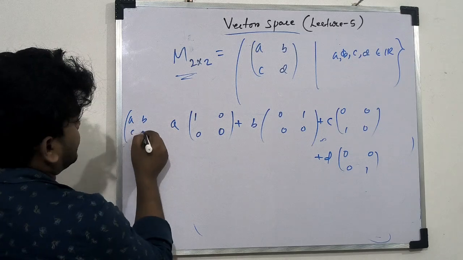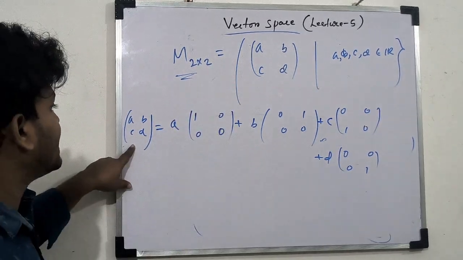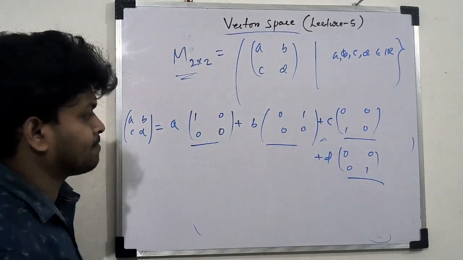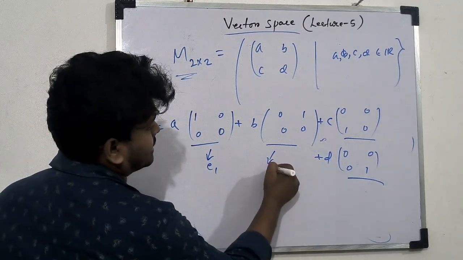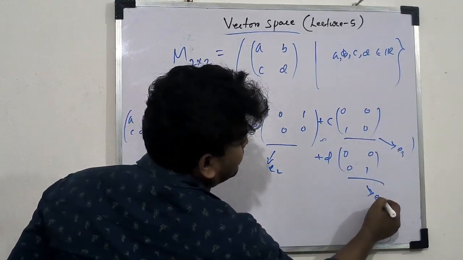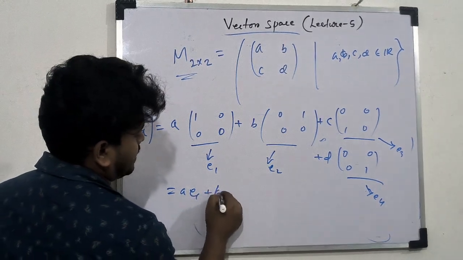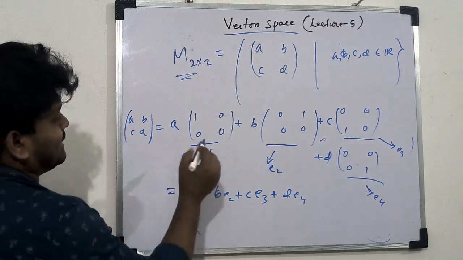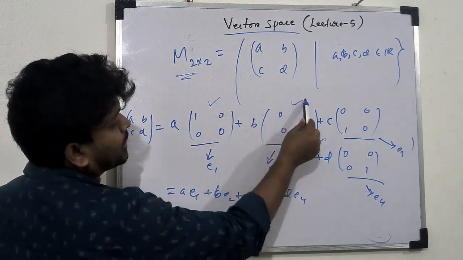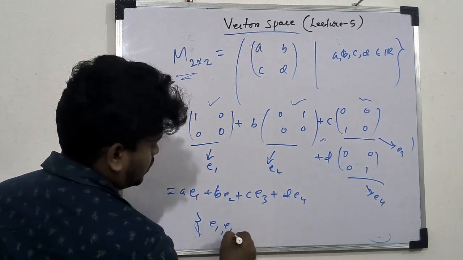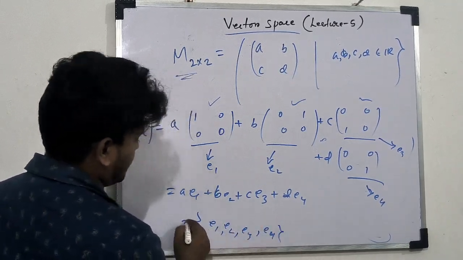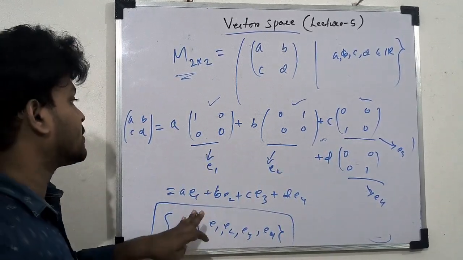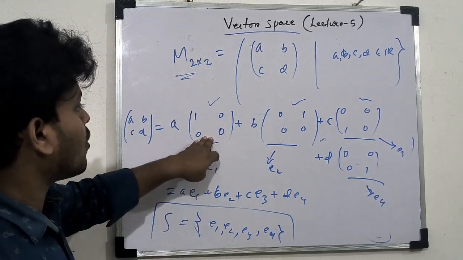So any a, b, c, d of this vector space, any element in this form can be represented as a linear combination of these 4 matrices. If we write this as E1, this as E2, this as E3, and this as E4, you can write a E1 plus b E2 plus c E3 plus d E4. Therefore, this set containing these 4 vectors, E1, E2, E3 and E4, will span this vector space, and also this is a linear combination.